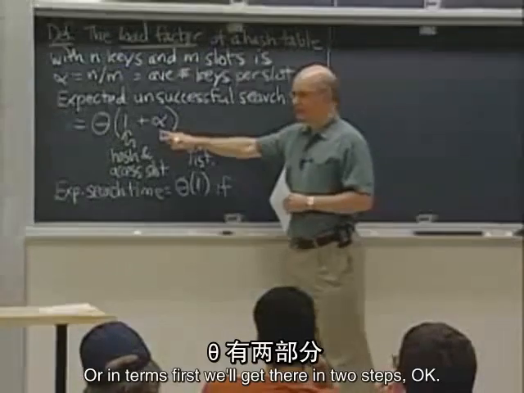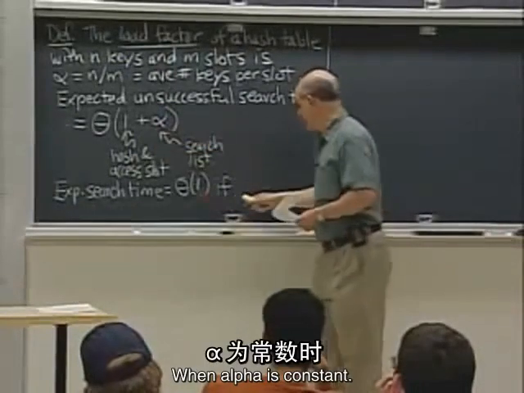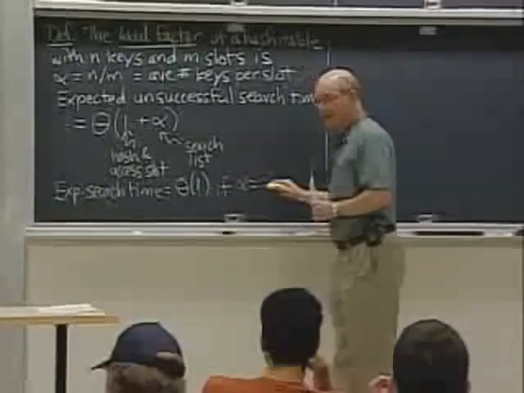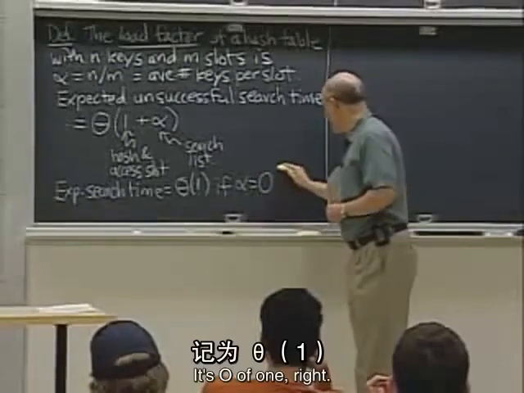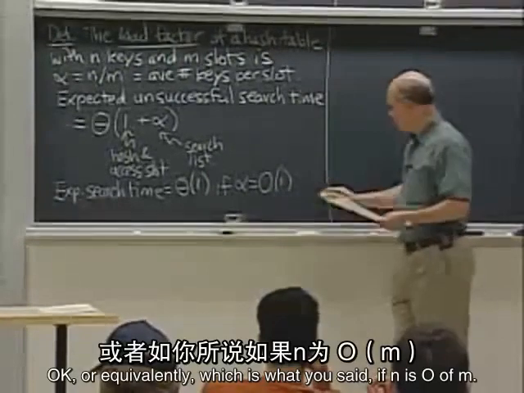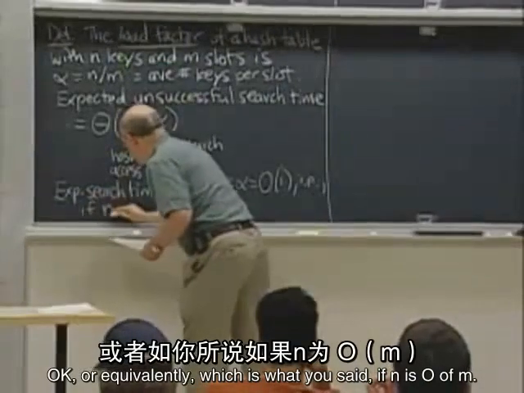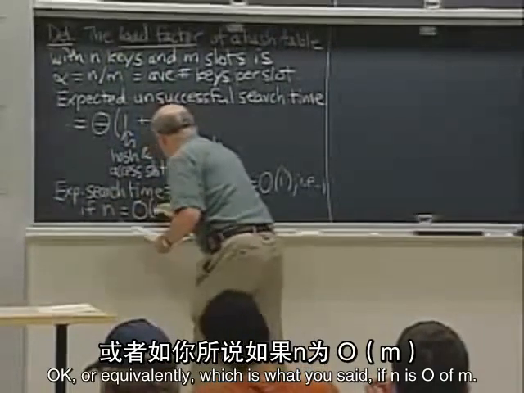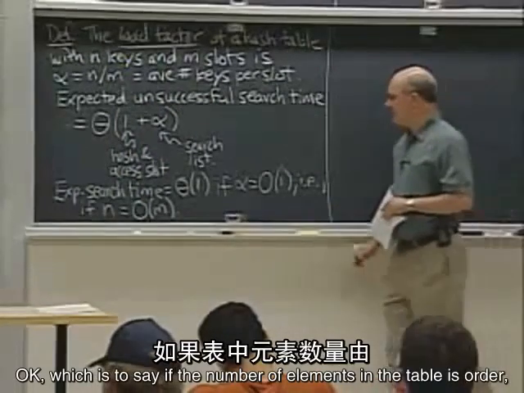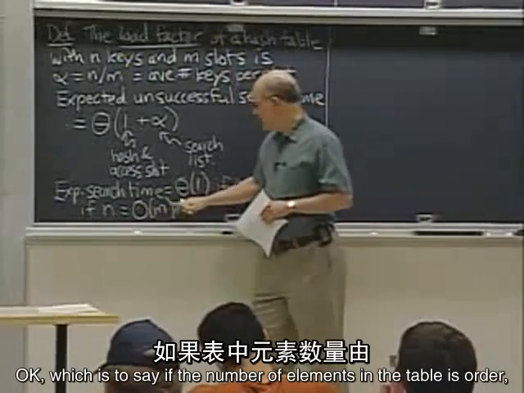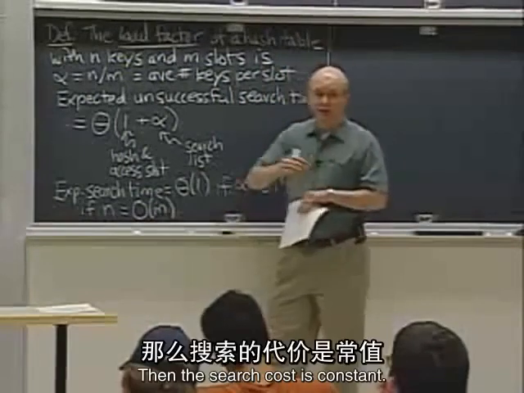Yeah, or in terms, first we'll get there in 2 steps. In terms of alpha, it's when alpha is constant. Alpha doesn't have to be constant, it could be less than constant, that is O of 1. Or equivalently, which is what you said, if n is O of m, which is to say if the number of elements in the table is upper bounded by a constant times m, then the search cost is constant.